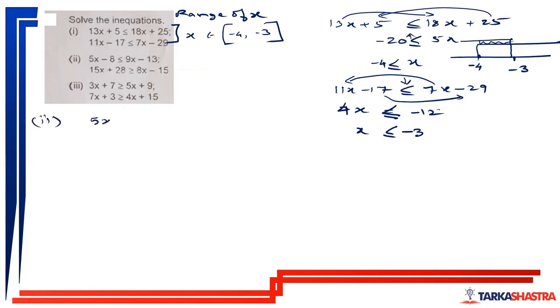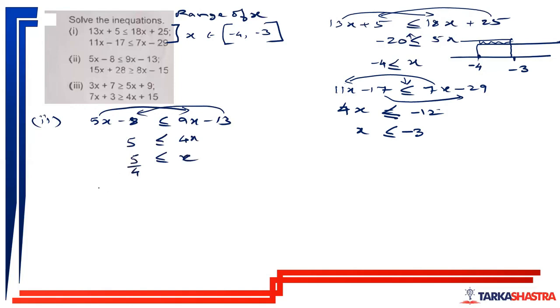We have 5x minus 8 less than or equal to 9x minus 30. So 5x, if it goes here, will become 4x, and minus 30 if it comes here, will become 5. So this is 4x, and this is 5 by 4. So x should be greater than 5 by 4.